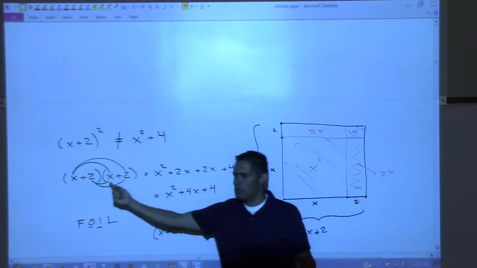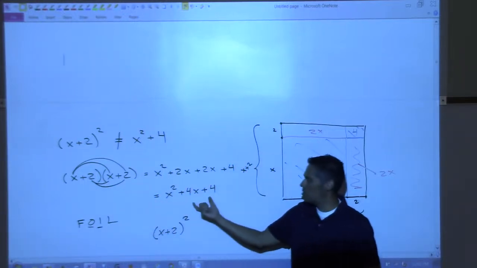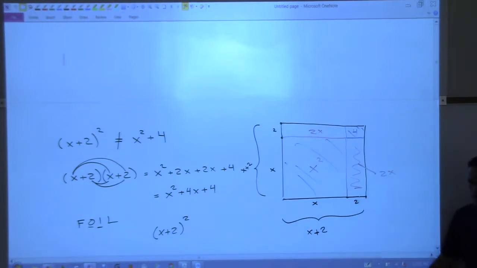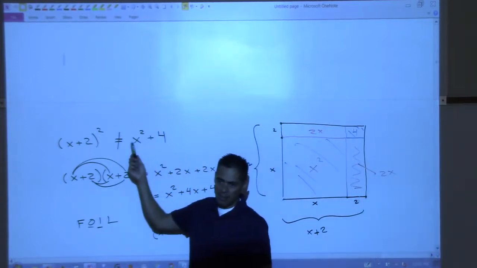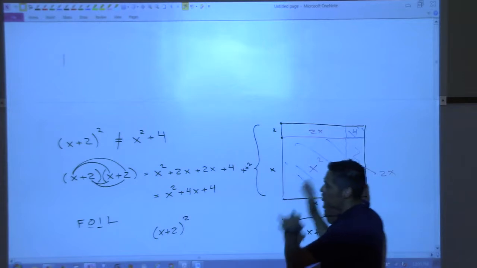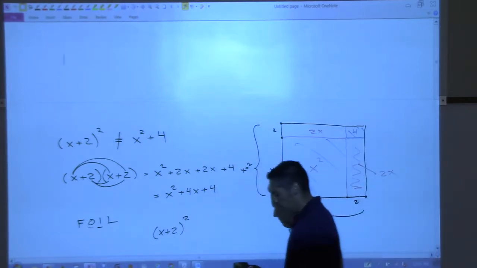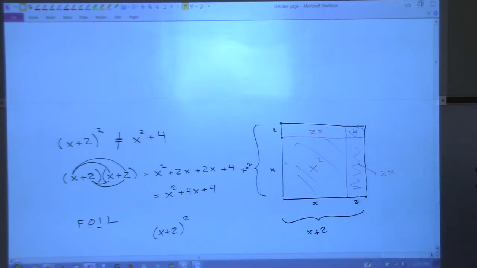Which we got from doing FOIL. So that's a visual explanation as to why we have to FOIL and not do this. This is a mistake, all right? And no matter how much I show you and try to convince you, somebody's going to do that, because that's the way humans are. We make mistakes, right?